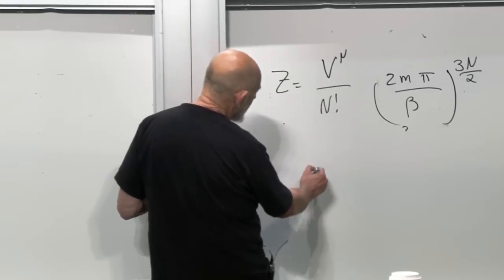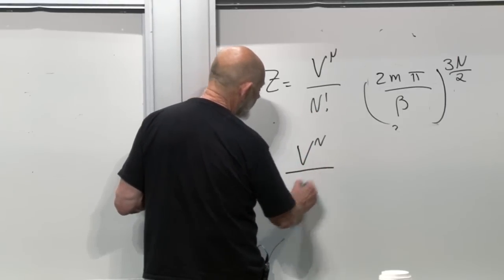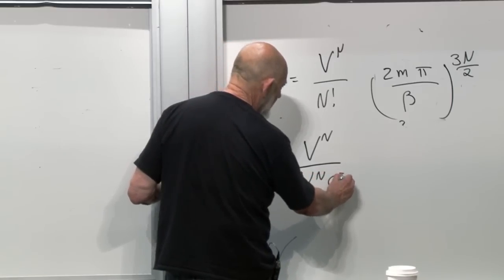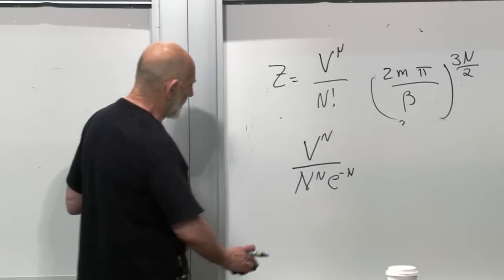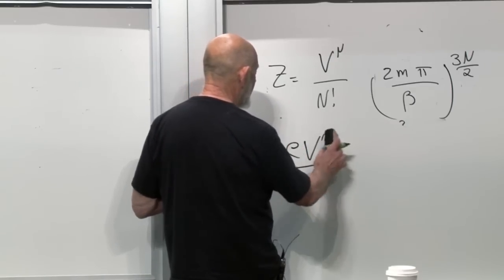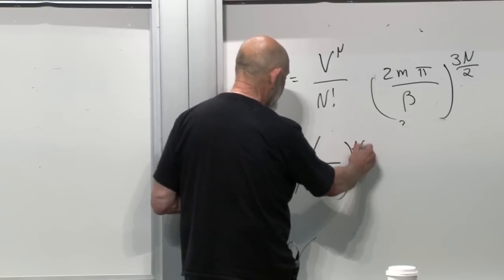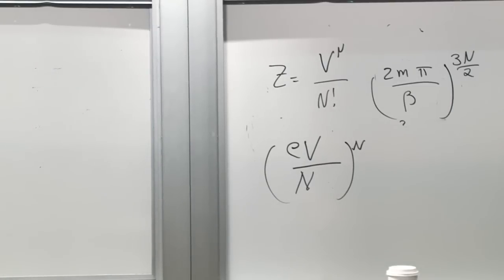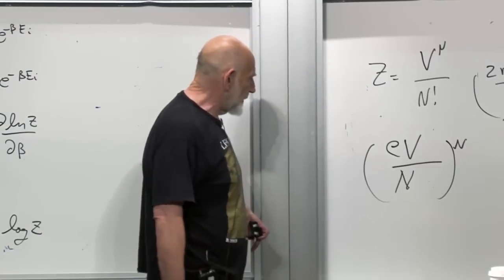So v to the n just stays v to the n. n factorial becomes n to the n e to the minus n, which gives us e to the n upstairs: e times v over n, all to the power n. Well, e is e. There's nothing I can do with that. I wish it weren't there, but it is there, so let's leave it. That doesn't do very much.